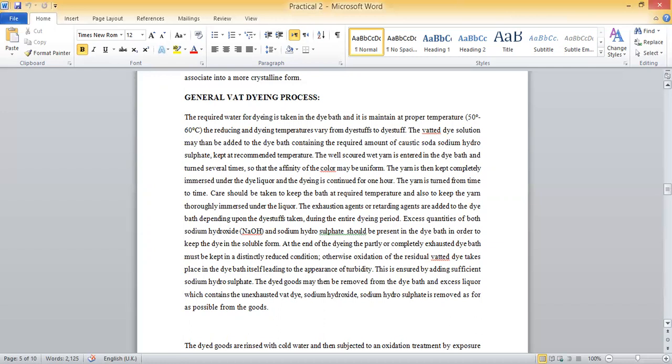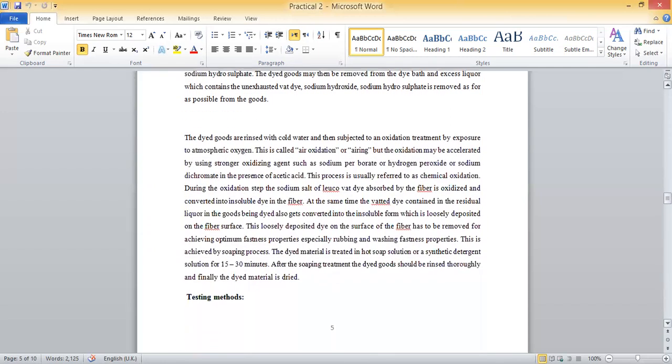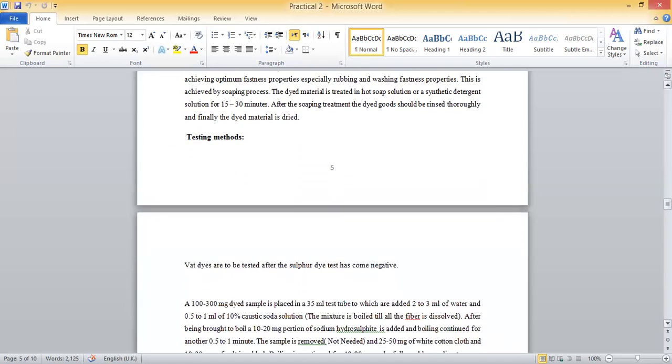The dyed goods may then be removed from the dye bath and excess liquor, which contains the unexhausted vat dye, sodium hydroxide, and sodium hydrosulfite, is removed as far as possible from the goods. The dyed goods are then rinsed with cold water and subjected to an oxidation process, which is either air oxidation or chemical oxidation. The dyed material is at the end treated in a hot soap solution or a synthetic detergent solution for 15 to 30 minutes. After the soaping treatment, the dyed goods should be rinsed thoroughly, and finally the dyed material is dried. Now we'll have a look at some of the testing methods for vat dyes.